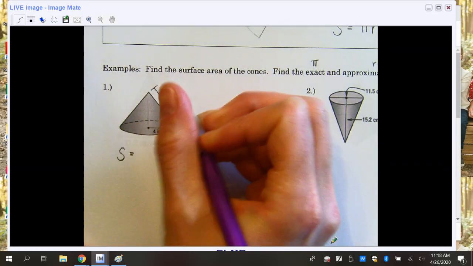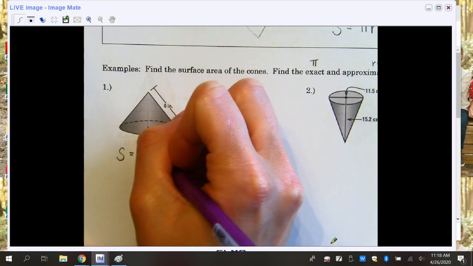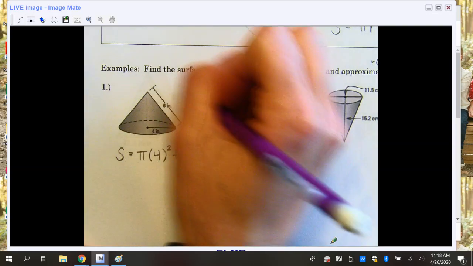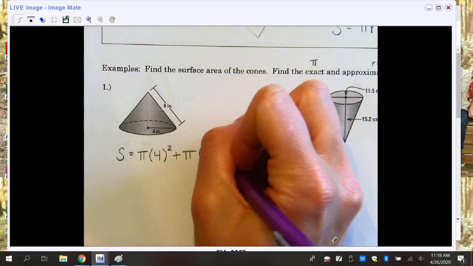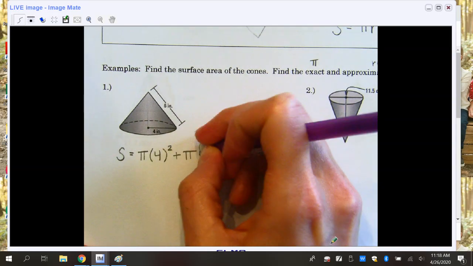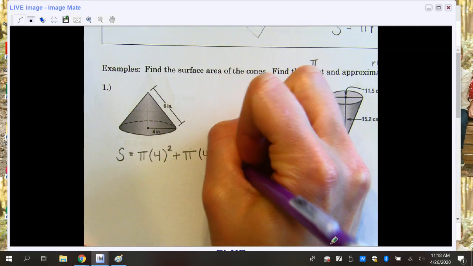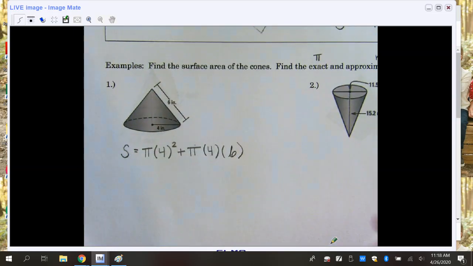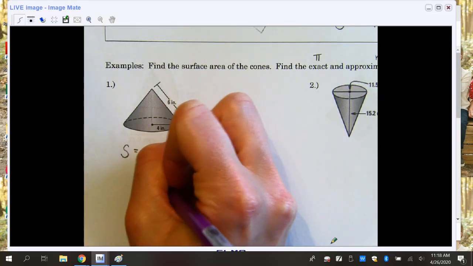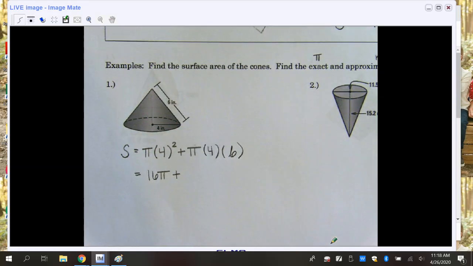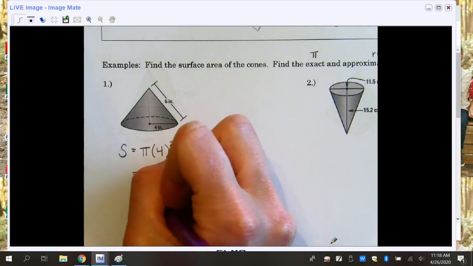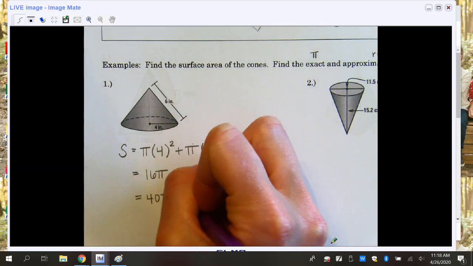So now I can just go ahead and substitute everything in. So again, the area of the circle is going to be pi r squared, and then the cone, the outer part, is pi r l, which is 6. All right, so I'm going to find the exact answer first. So that's going to be 16 pi plus 24 pi. And when I add those together, that gives me 40 pi inches squared.